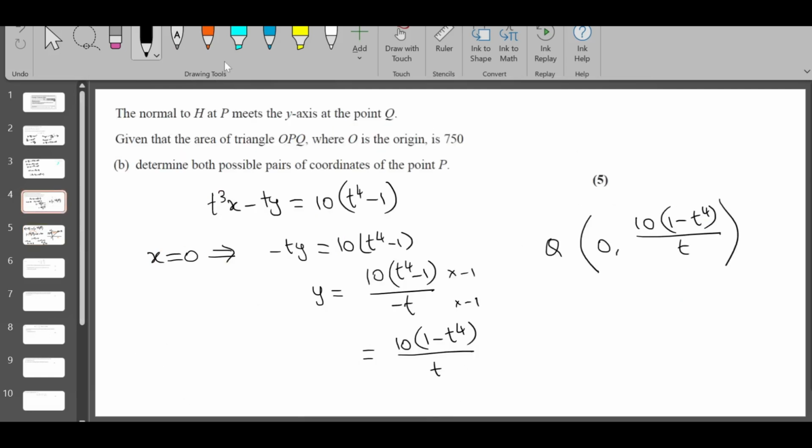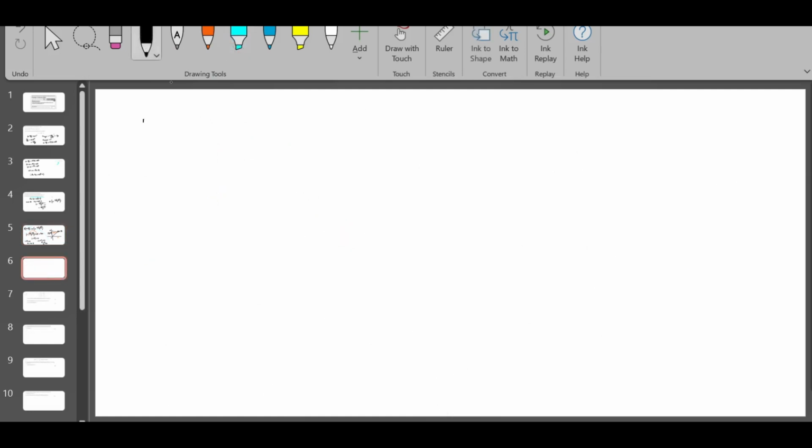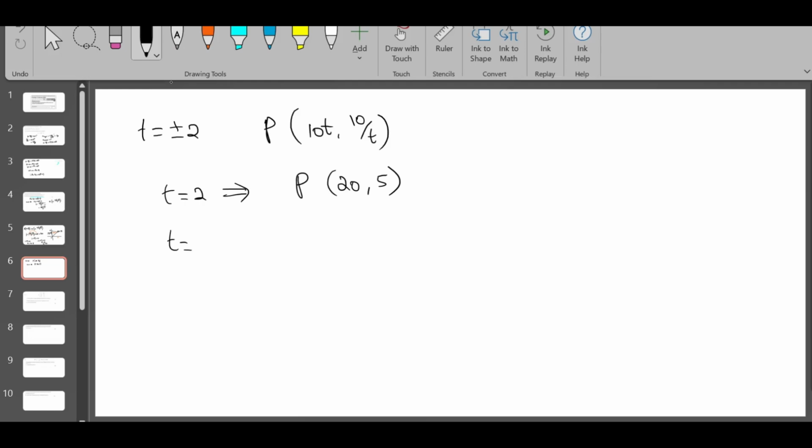Now, go back to the question. They want us to find the possible pair of coordinates of point P. We know point P here. When you sub in plus 2 and minus 2, you will get two possible coordinates of P. So we know t is plus or minus 2 and P is (10t, 10 over t). So when t is equal to positive 2, P will be (20, 10 over 2). If t is negative 2, P is going to be (negative 20, negative 5).